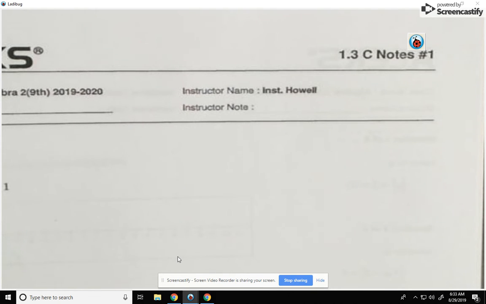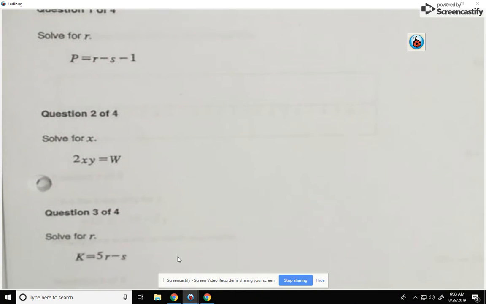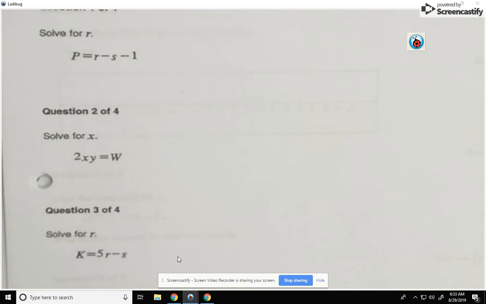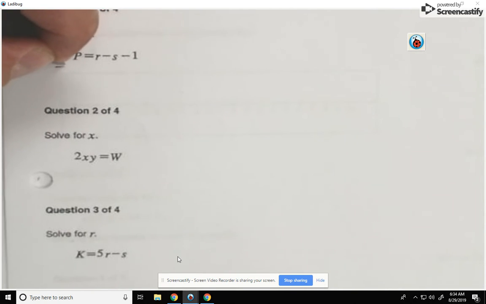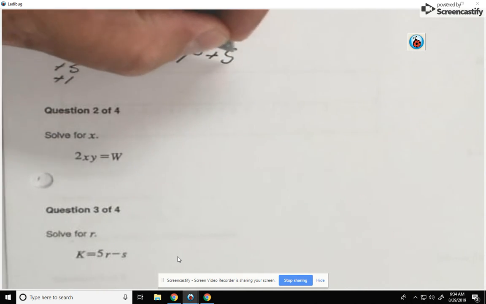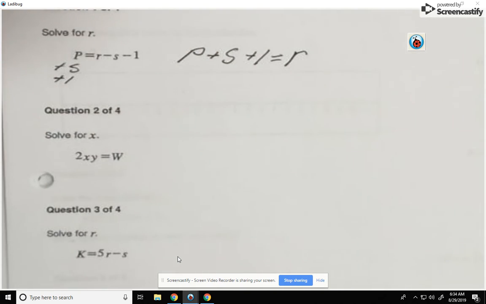Okay, this is the notes for 1.3c, solving for a variable. In question 1, you're asked to solve for r. Now, we're going to solve this exactly like we would a normal equation. Notice we have a minus s and a minus 1 here. We know that to move these, we just add our s over, add our 1 over. This is going to give us p plus s plus 1 equals r.